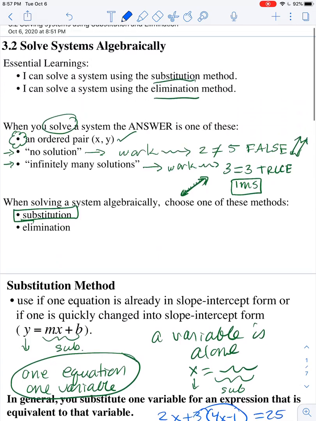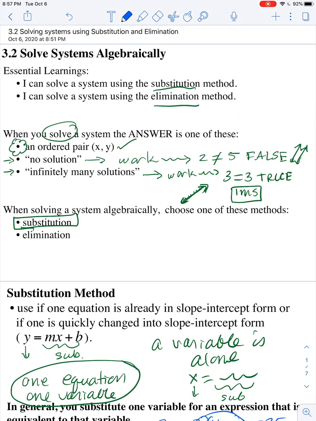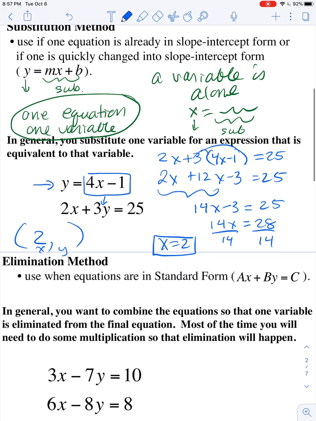At this time, I know I'm going to get a solution because neither one of these things happened up here. I didn't get a false statement without any x's, and I didn't get a true statement without x's. I got an x. So I'm going to go back and plug that 2 in to find my y. The easiest place to plug that in is right here because it straight up says y will equal 4 times whatever your x value is minus 1. So that's going to put me at 7.